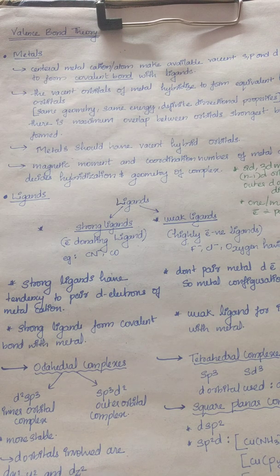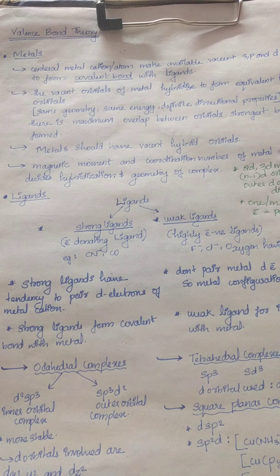Then the third point is the metal atom or metal cation should have vacant orbitals. Then only the incoming ligands will be able to give their filled orbitals to produce a coordinate bond between metal and ligand. So there should be a vacant metal or hybrid orbital, and the ligand should have fully filled orbitals. Then the magnetic moment and the coordination number of the metal atom decide the hybridization and geometry followed by the complex.